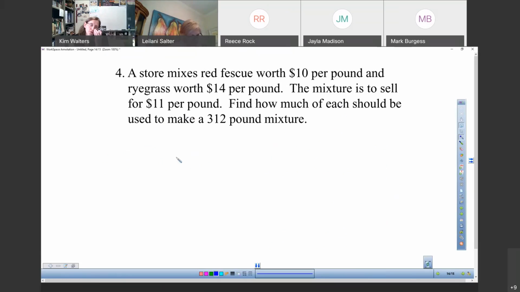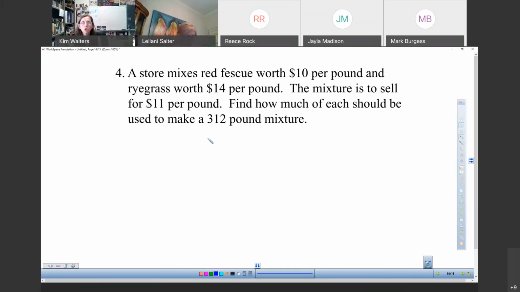So I'm going to set up the box. We're going to do the same thing. So we've got a store that's going to mix two different types of grass, a red fescue, which is worth $10 per pound, and a ryegrass, which is worth $14 per pound. The mixture is to sell for $11 per pound. And we want to know how much of each we need to use to make this 312-pound mixture, okay?